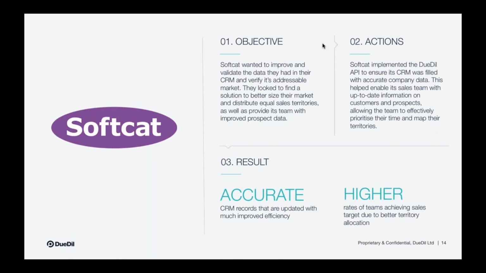He was also unable to understand what their customer and prospect base looked like in order to forecast correctly. Softcat integrated the DueDil API to enrich their CRM with information such as turnover, industry, company growth statistics, and corporate group structures. It allowed them to create and segment accurate territories for their sales team, and it enabled the sales ops director to accurately forecast sales and forecast the required headcount growth.